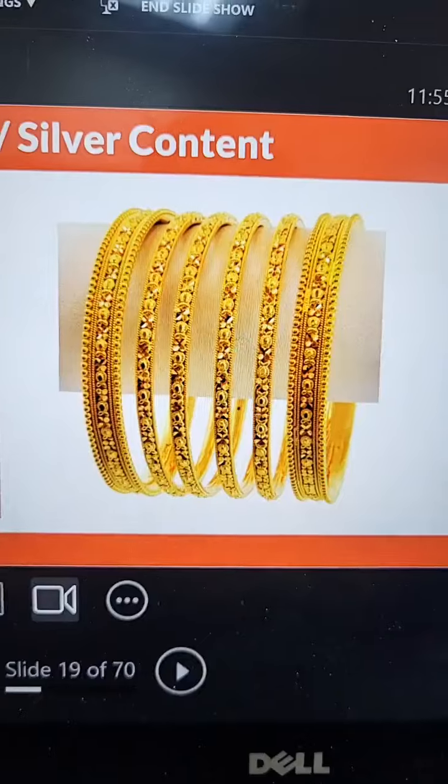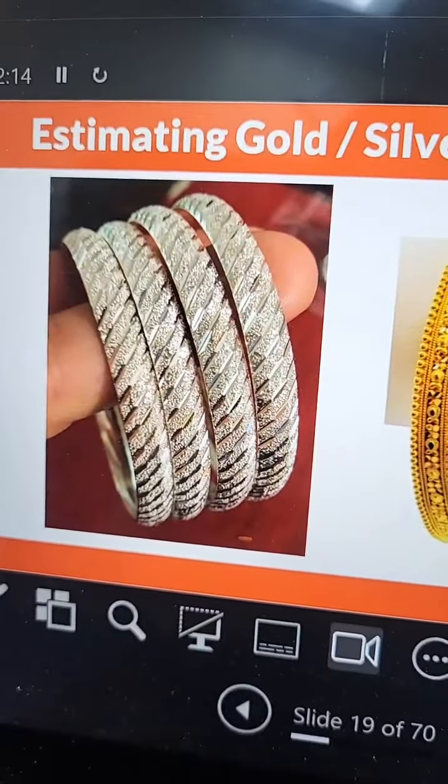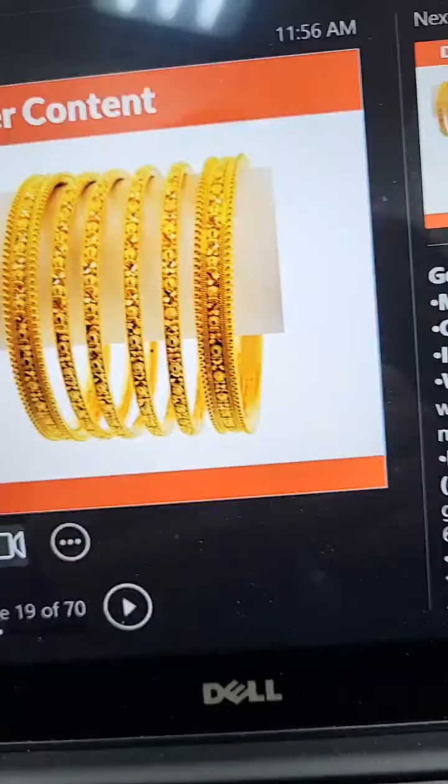Maybe 20 grams. So this is the gold, and this is the silver, right? So how many pieces of gold bangles are there? There's 6 there, right? And how many of the silver? 4. Okay.